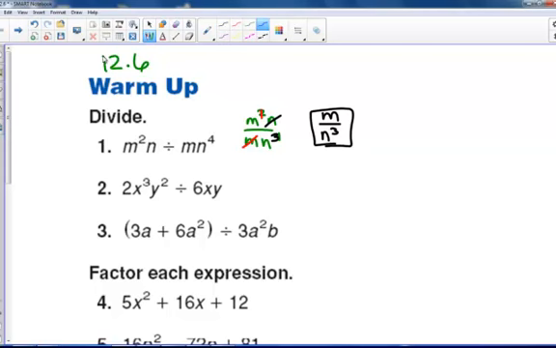If you want to go ahead and pause this and do these problems and then just fast forward and check your work, it would be a great idea.